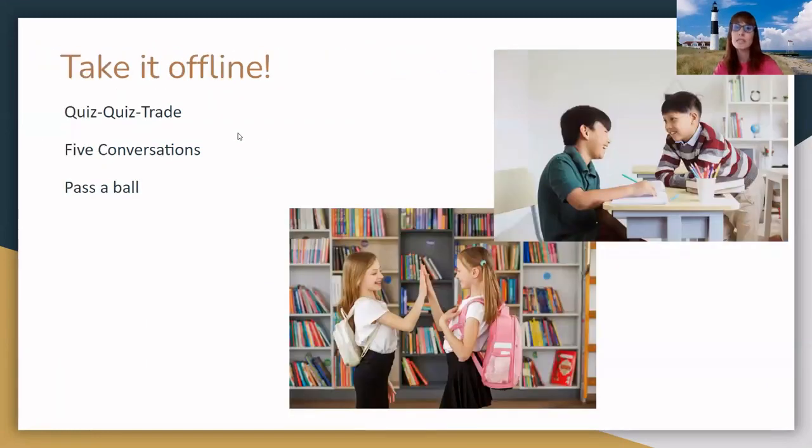And you can also take speaking activities offline. So one thing I mentioned was quiz trade. This is from Kagan Cooperative Learning. If you haven't heard of Kagan, they have tons of cooperative learning activities that are so great that you can use for your world languages. My favorite is quiz trade. So I would write out a question on some cards and have students just walk around the classroom, ask the question on the card, answer it, and then trade and move on to other people.